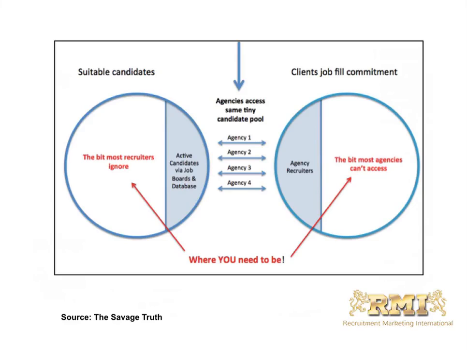Now this is from the Savage Truth. Most recruiters focus on the candidates, that's in blue, who are active, and they ignore those who are not active. And more importantly, for this call now, agency recruiters, we focus on the jobs that we know about. What we don't do is find a way of getting the jobs we don't know about. And you do that by getting those relationships built. That's where you get client commitment from, by building that relationship.